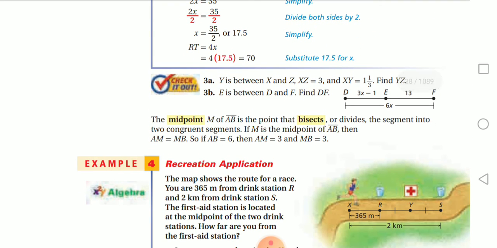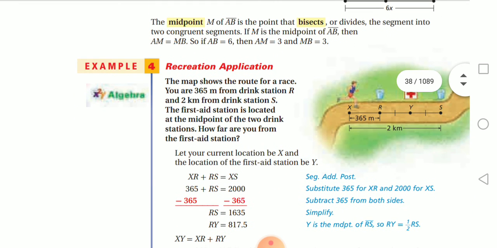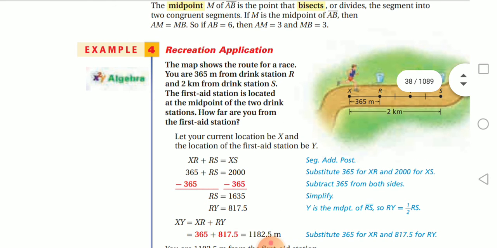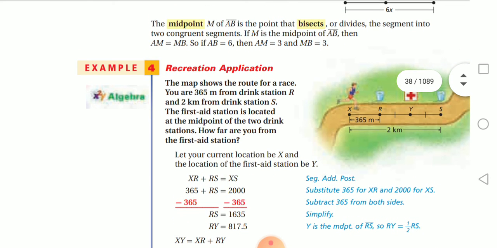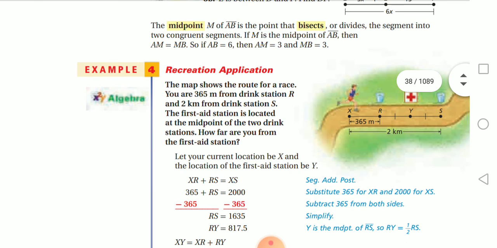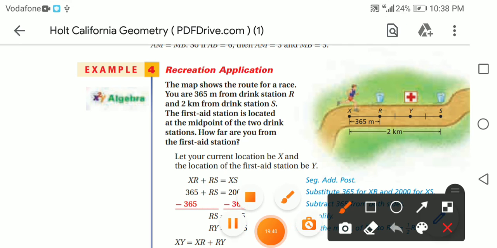So I have here the midpoint. The midpoint M of AB is the point that bisects, or divides, the segment into two congruent segments. If M is the midpoint of AB, then AM equals MB. I know that's easy. So if AB equals 6, then AM equals 3 and MB equals 3. Easy one.